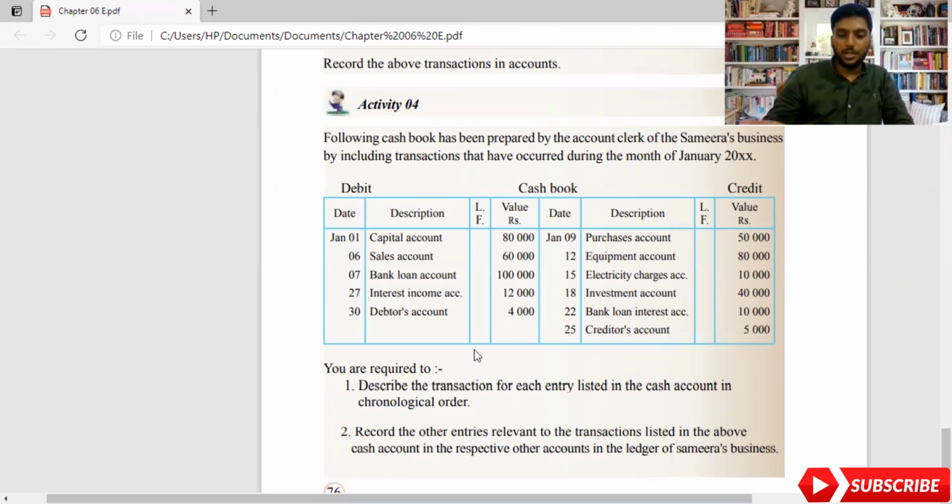So when you're writing the double entry in the ledger for the first one, you should open up the capital account and present it under the credit side of the capital account. This is investment of 80,000. That is the first transaction's answer.